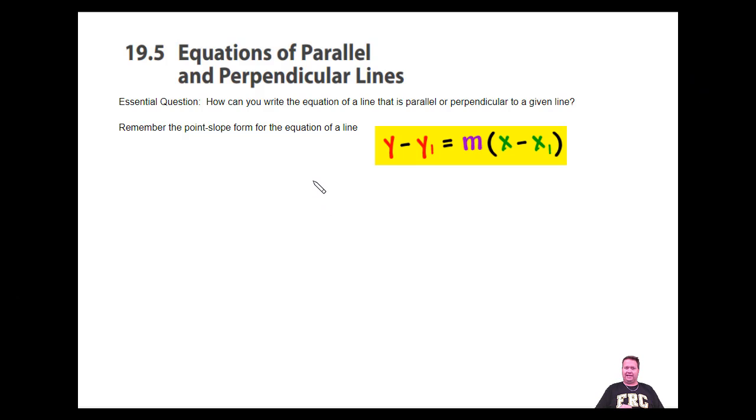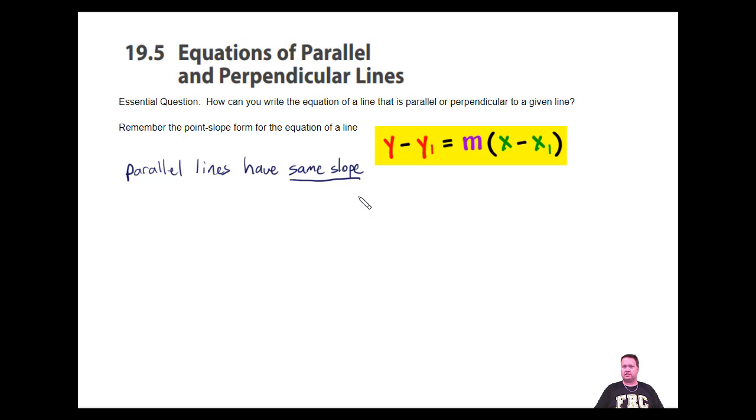This lesson is about writing equations of parallel and perpendicular lines, and so here is the big key point you need to take away. Parallel lines will always have the same slope. So if you want to prove that two lines are parallel, you have to show that they have the same slope and a different y-intercept.